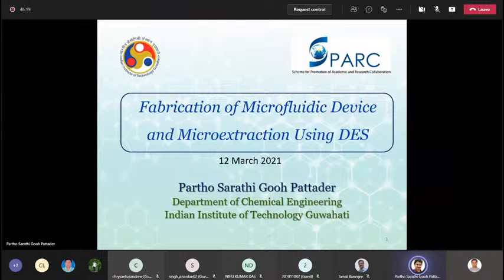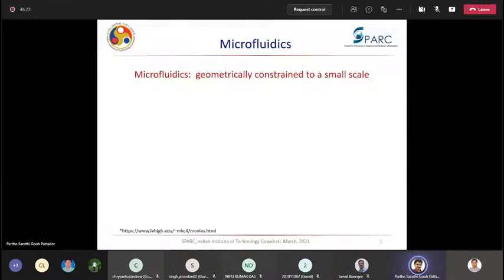So what is microfluidics? It is basically a confined environment provided by microfluidics, and it operates at a very small scale. Now this small scale is relative. It can go from nanoscale to micro, then sub-millimeter range, it can vary. So maybe say a 500 micrometer channel or 800 micrometer channel, we can also call it a microchannel, or it can be used as a microfluidic device.